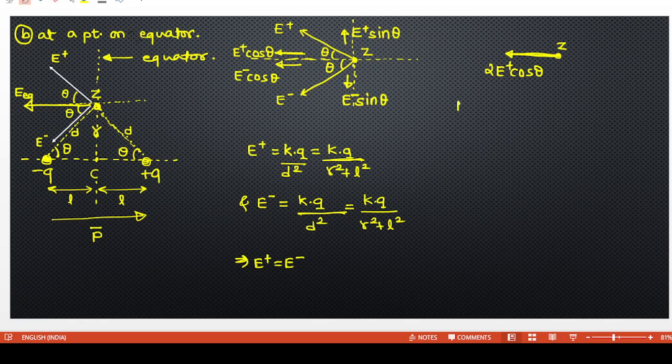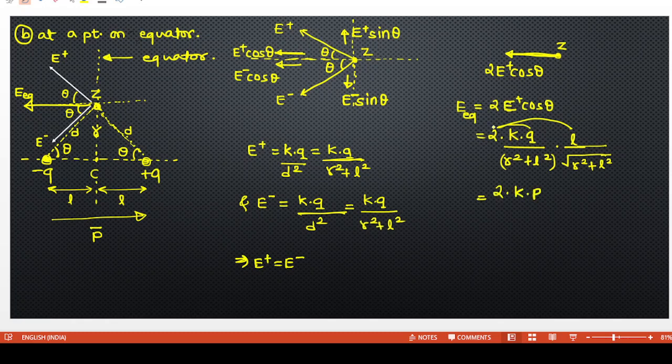That's it. We are at almost the final answer. The net electric field at a point on the equator is equal to 2 times E plus cos theta. What is E plus? K Q upon R square plus L square. What is cos theta? Adjacent L upon hypotenuse D. D can be replaced by under root R square plus L square. What is this? Q into 2 into L. This is the dipole moment.